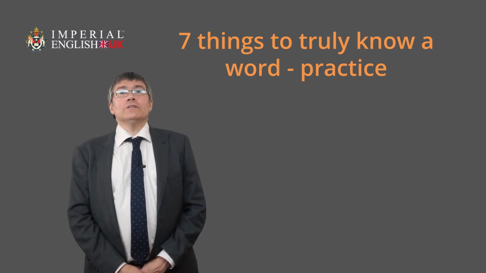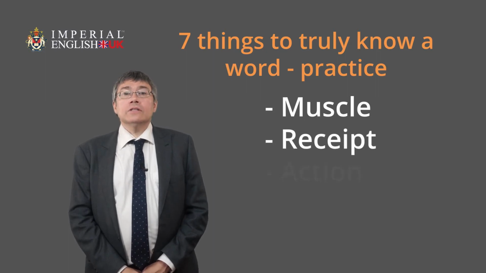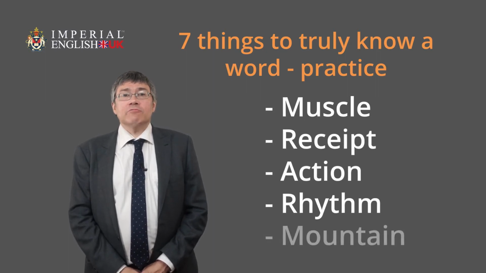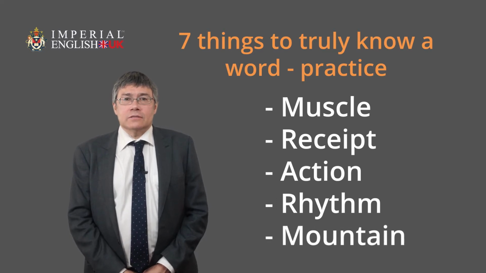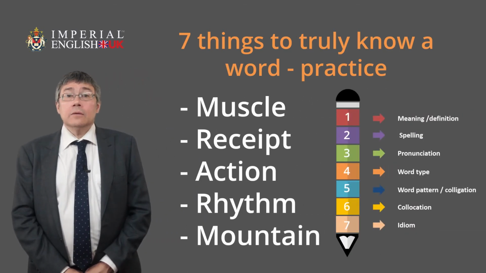So, let's focus on these 7 things a bit more and put it into practice. Look at these words on the slide and discuss them in relation to the 7 things. What would you focus on? Muscle and receipt have a silent letter, so we'll need a focus on pronunciation and spelling. Action. Think of affixation for the word. Reaction. Collocation. Action-packed. Idiom. In on the action.